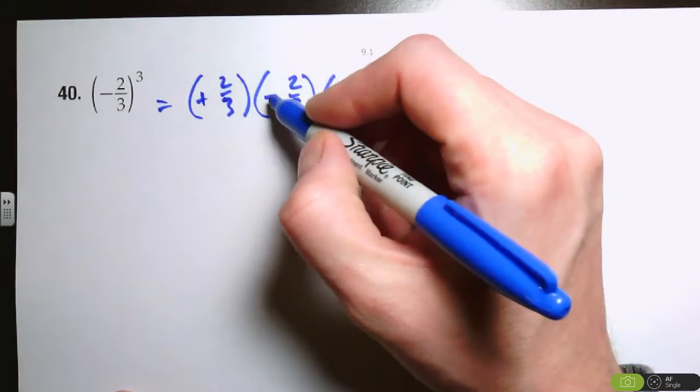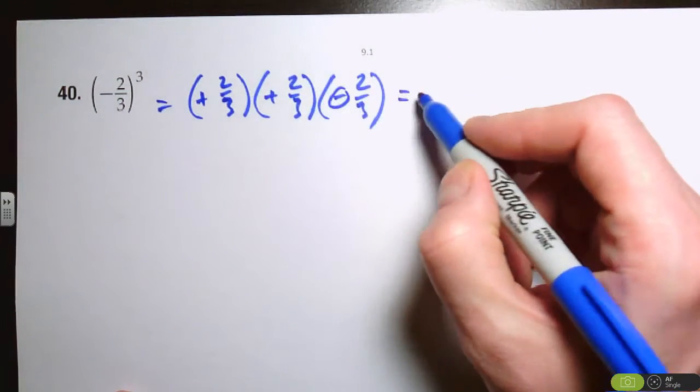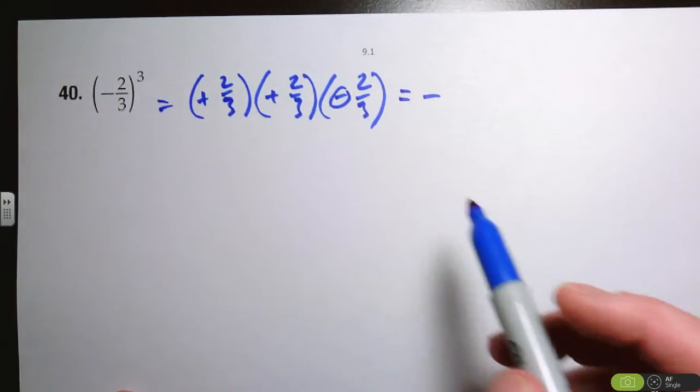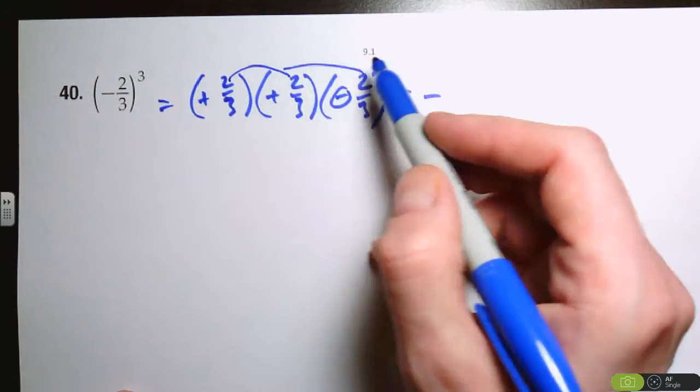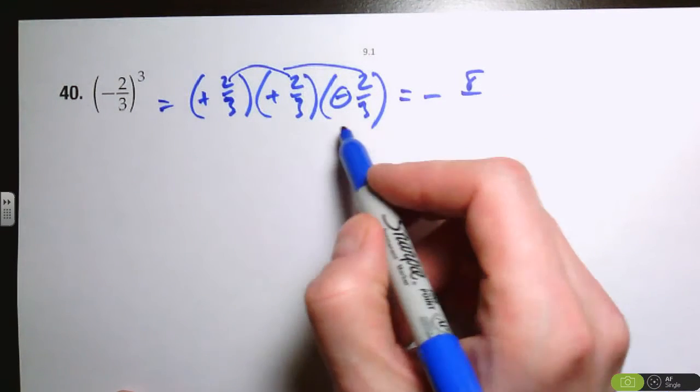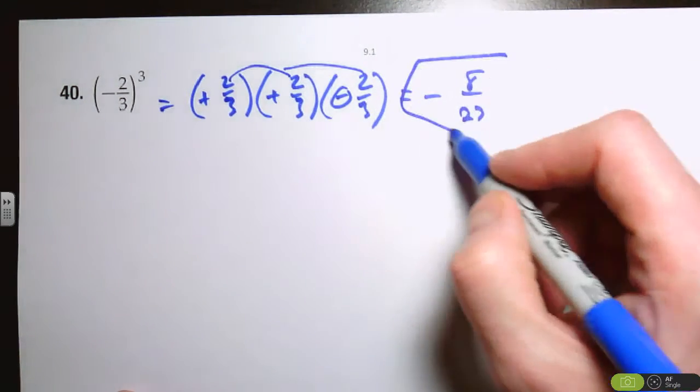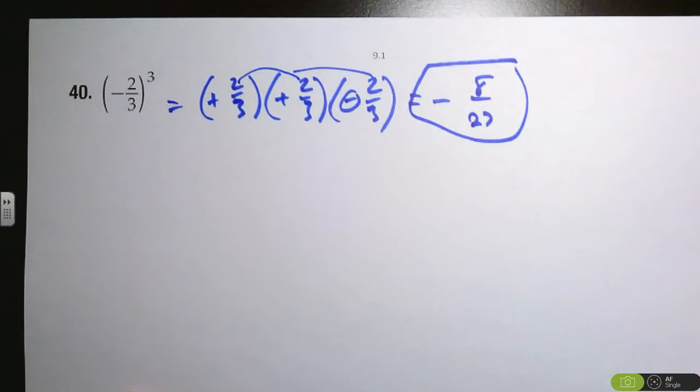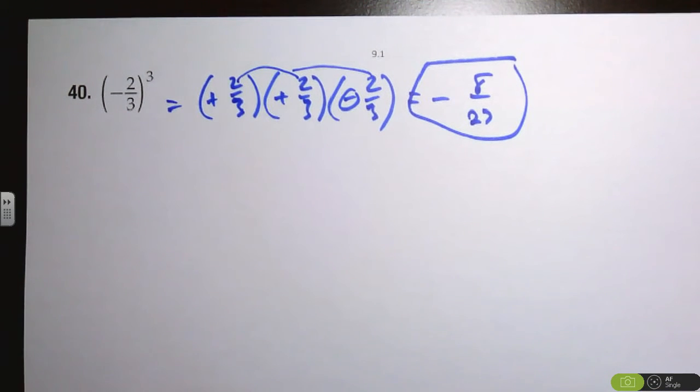And then the two negatives cancel, leaving one left over, so I know this is a negative value. And then to multiply a fraction, you just multiply the numerators by each other, so 2 times 2 times 2 is 8. And then 3 times 3 times 3 is 27. Negative 8/27ths.